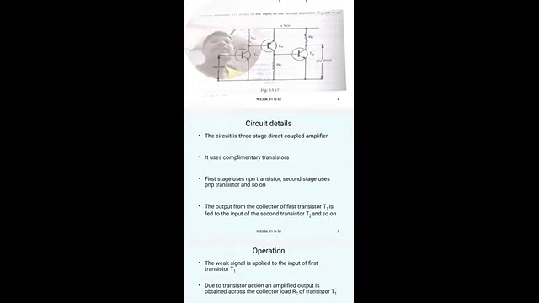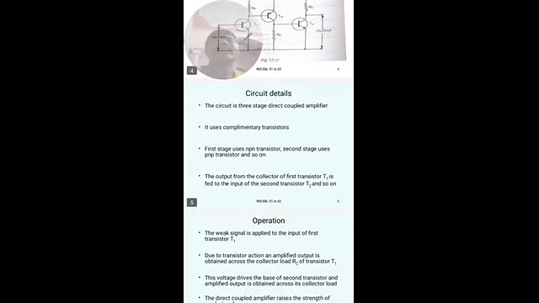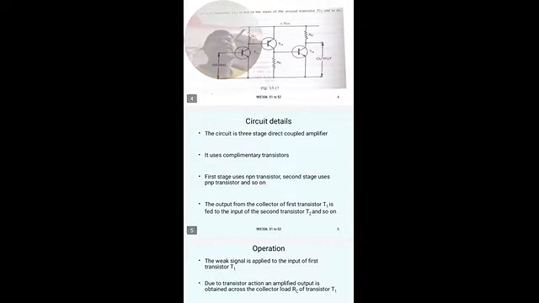This amplified output of the second stage at the collector resistor of transistor T2 drives the input of the transistor T3. Therefore, due to the transistor action, the amplified output is obtained at the collector resistor RC of the third stage transistor T3.